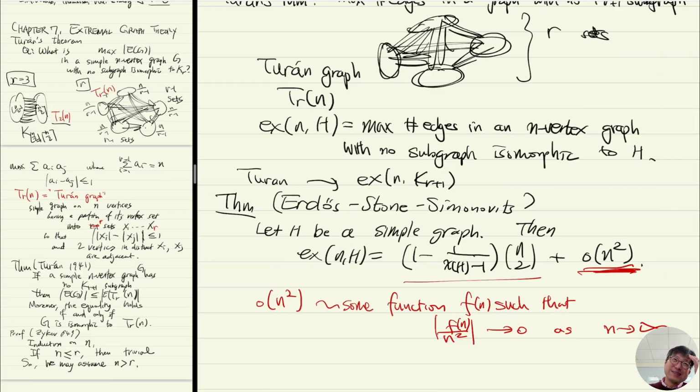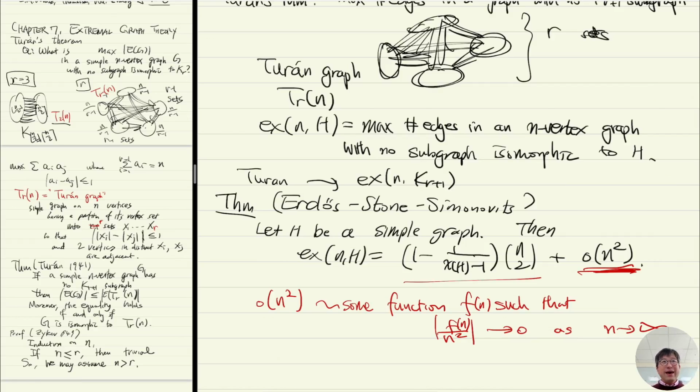Or you can think of it as some function that's, let's say, n to the 1.9, something like that. It's sub-quadratic, right? n to the epsilon, where epsilon is less than 2, or n squared over log n, or whatever. It's not n squared. All right. So this is the theorem.